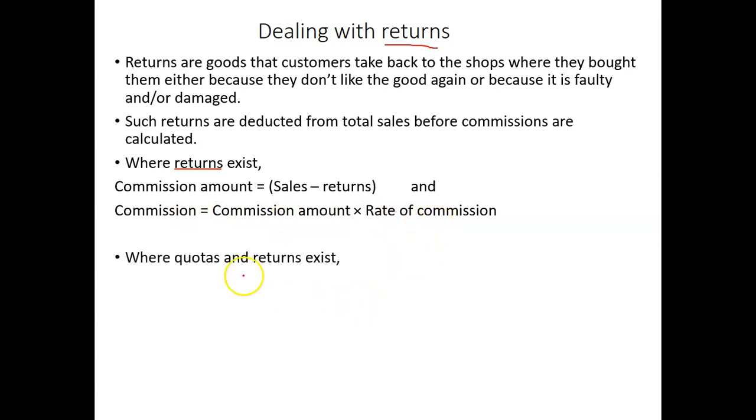There are some questions that have both quota and returns. Whenever you have a question that contains both quota and return, the commission amount is going to be sales minus quota minus return. You subtract quota from the sales and you subtract return also from the sales. It's very important to take note. When there's only quota in the question, commission amount is sales minus quota. When there's only return, commission amount is sales minus returns. But when they are both in the question, commission amount should be equal to sales minus quota minus returns.